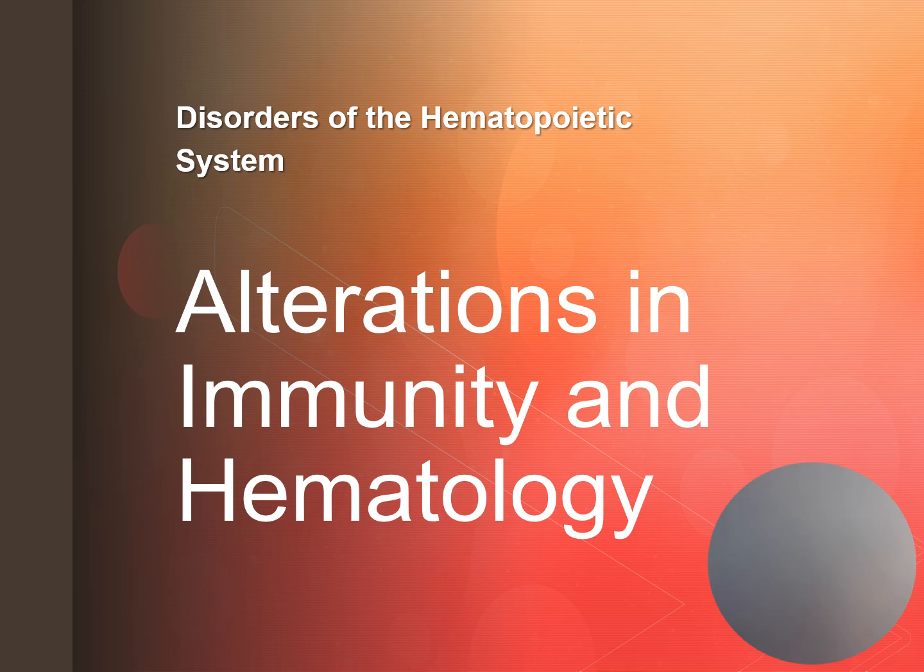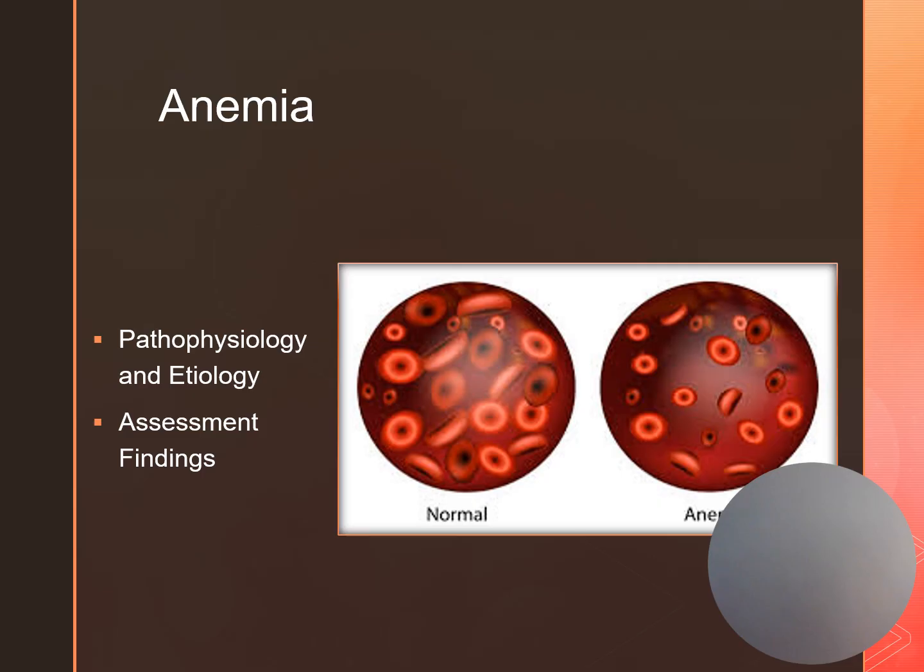Alterations in immunity and hematology, disorders of the hematopoietic system. Anemia is defined as a deficiency of erythrocytes or hemoglobin. It can be caused by blood loss, an inadequate erythrocyte production, or destruction of formed red blood cells.